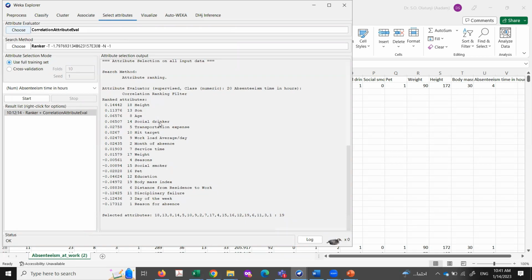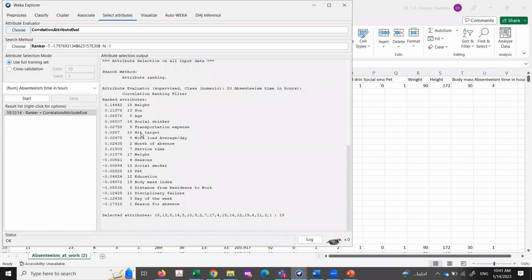So social drinker, and this might be difficult to get. I don't know how you're going to know someone is a drinker. Transportation expense. Maybe the company can ask the staff, how much do you spend on a daily basis on your transportation? Of course, people can decide not to be very sincere with this, thinking that the company wants to give me my money. People might escalate or increase it. They might not give the accurate value.